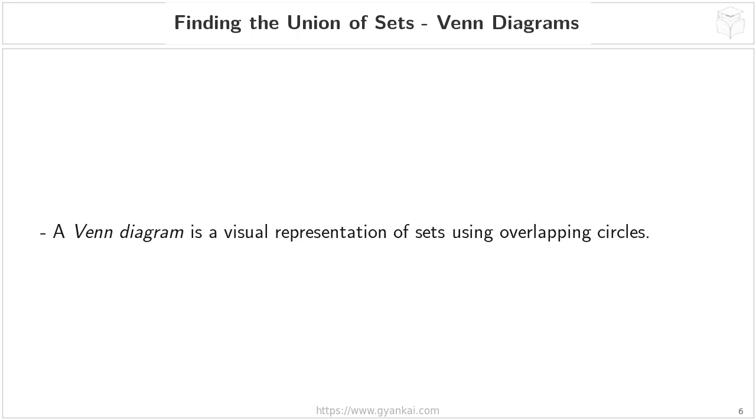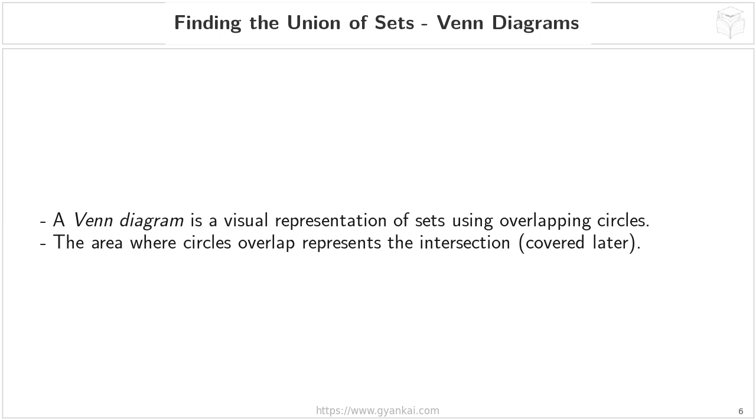Finding the union of sets, Venn diagrams. So far, we've been working with sets and finding their union by simply listing out all the elements and removing any repeats. Now, let's move on to a more visual way to understand the union of sets, using something called a Venn diagram. Now, the area where the circles overlap, that is, the space that's inside both circles, represents something called the intersection of the sets. We'll be covering that in detail shortly, so don't worry too much about it right now. Just know that it represents the elements that are common to both sets.